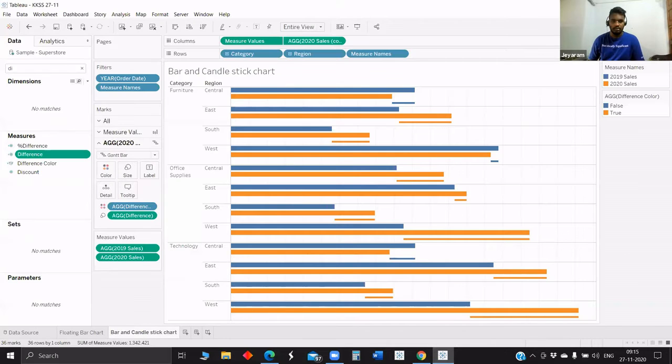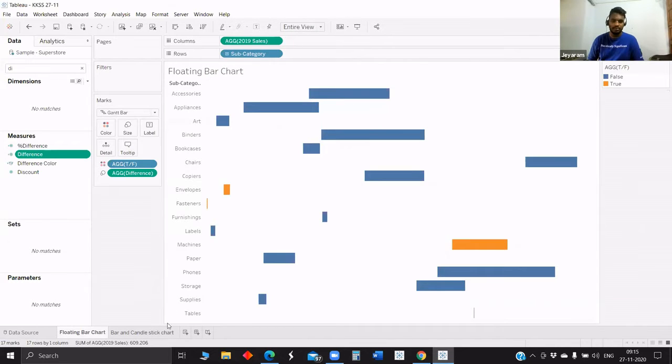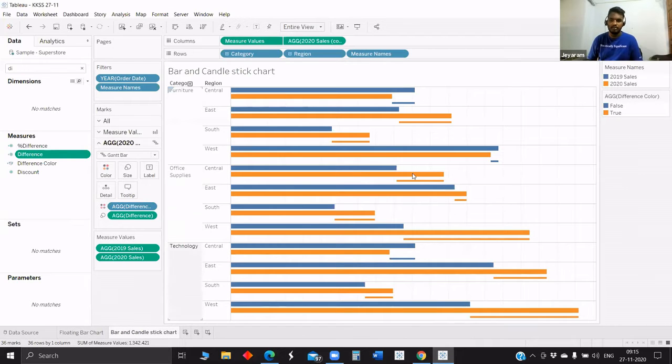What I have planned is we have two visualizations. One is a bar and candlestick chart, and the other one is a floating bar chart. Both of them will be showing year-over-year growth, and we can analyze the trend between the years. We will first try to understand the visualization, then we'll move on to how to make it.